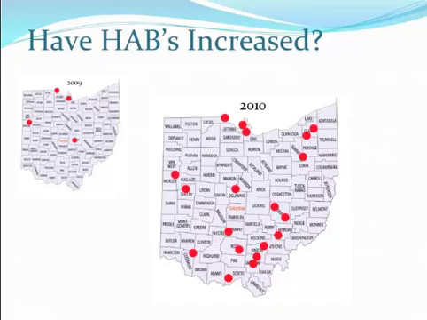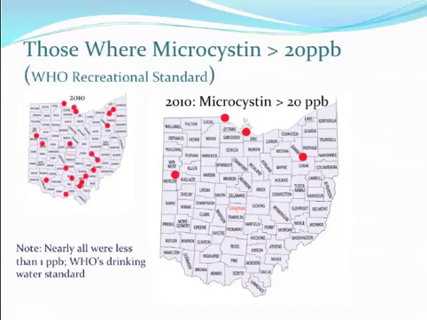The question then became, for me, okay, these are not major blooms in these other water bodies. What are the toxins like? Are the toxins there but in small amounts, or are they actually over the World Health Organization's thresholds? So I went back and got data from the Ohio EPA, and in reality, very few of these had microcystin levels above 20 parts per billion.